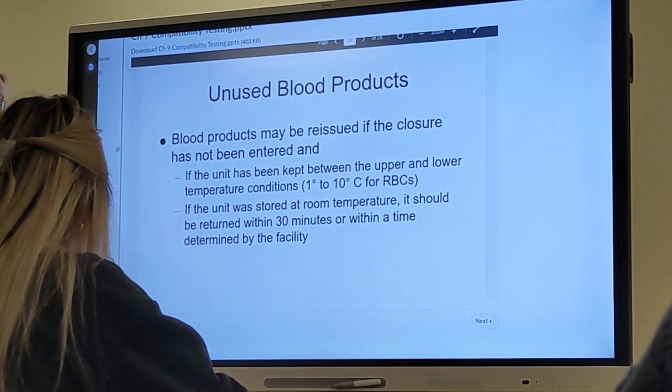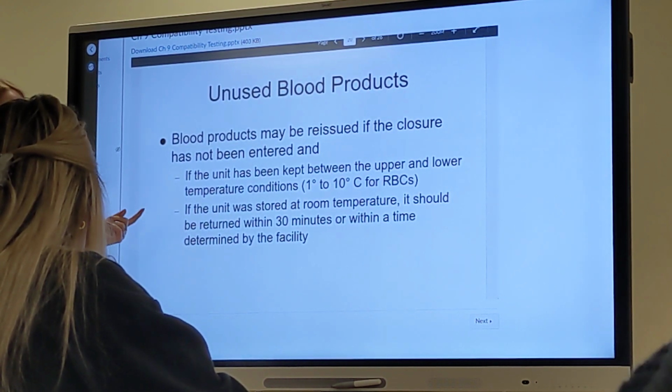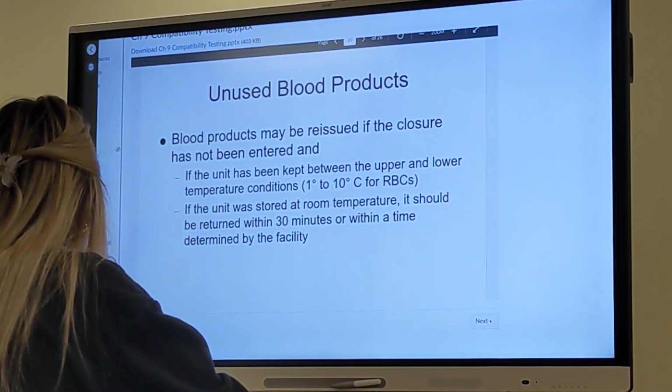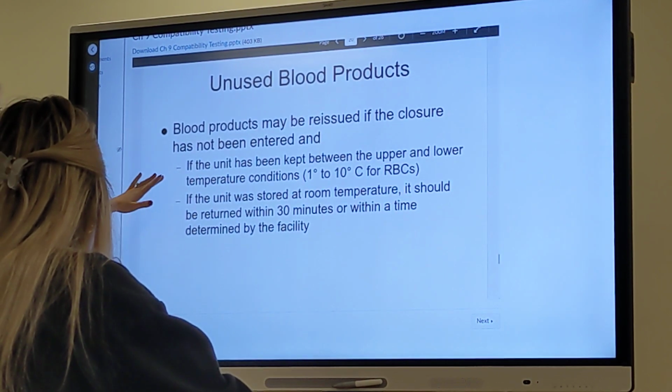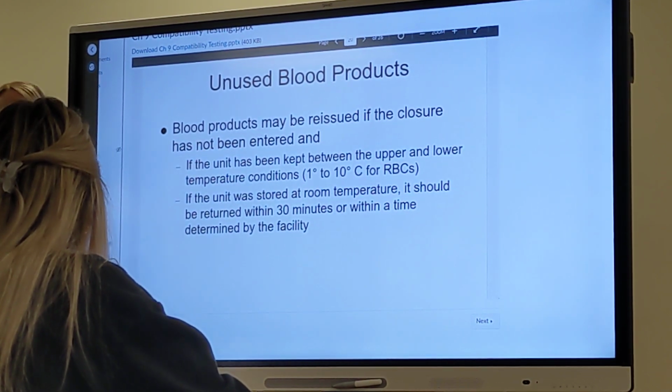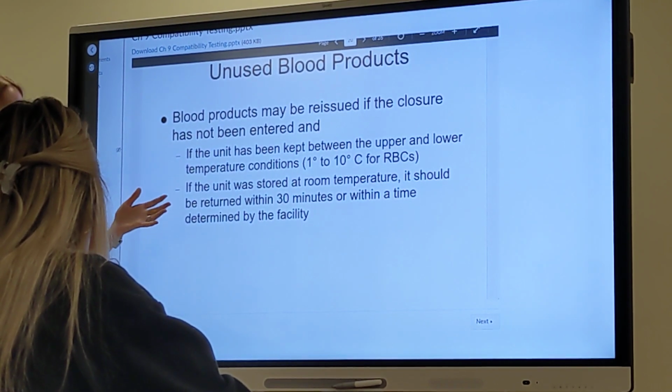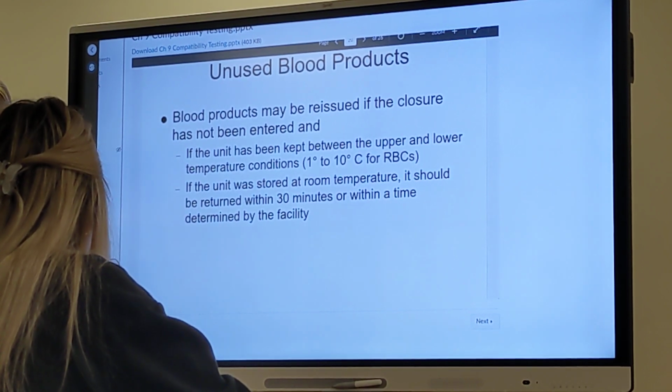Okay, unused blood products. Blood products may be reissued. So the nurse picks it up, gets up there and they're ready to transfuse, and the doctor says, no, I don't want to do it right now. Bring it right back to the blood bank, as long as they haven't opened it and the unit has been kept between 1 to 10 degrees, that's the range for storage, and we'll talk about that in that chapter.